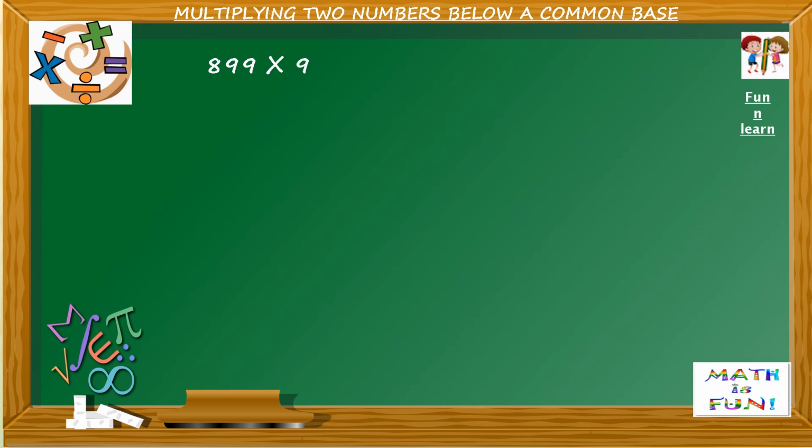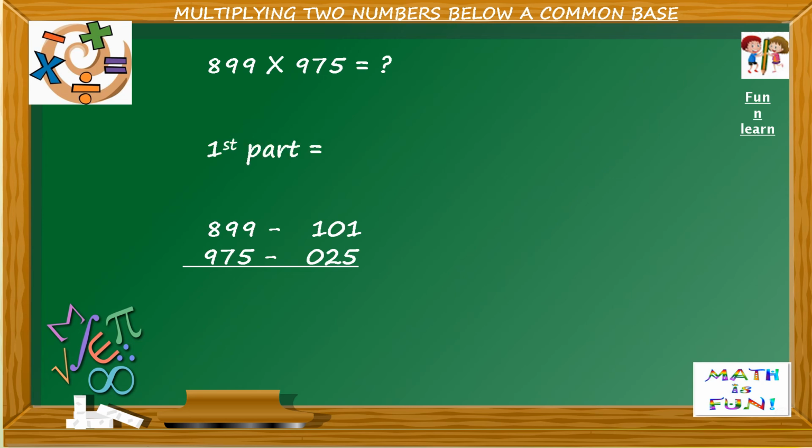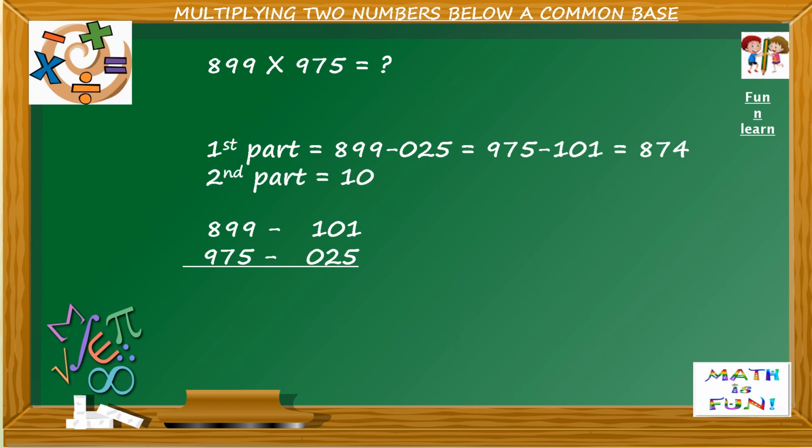One more problem is here, 899 into 975. As 899 is 101 less than 1000 and 975 is 25 less than 1000. So after cross subtraction, first part is 899 minus 25 equal to 975 minus 101, which is equal to 874. And second part is multiplication of 101 into 25 is equal to 2525.